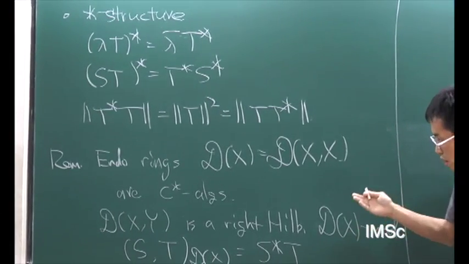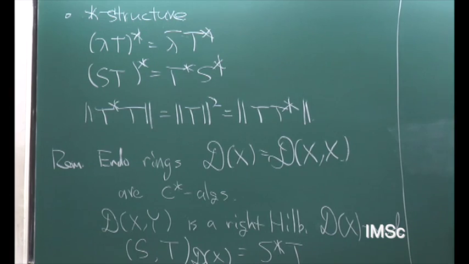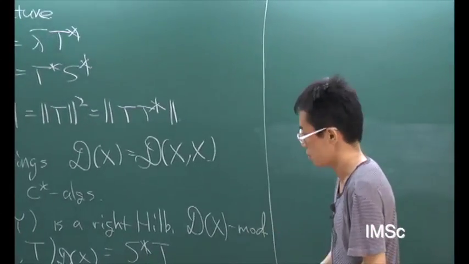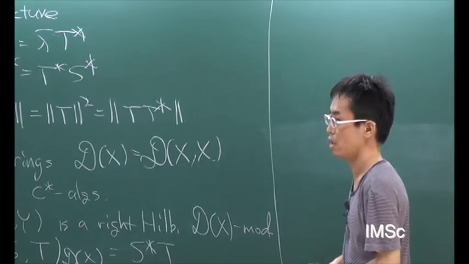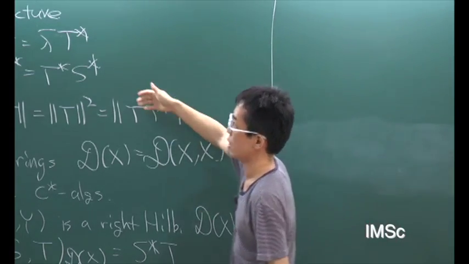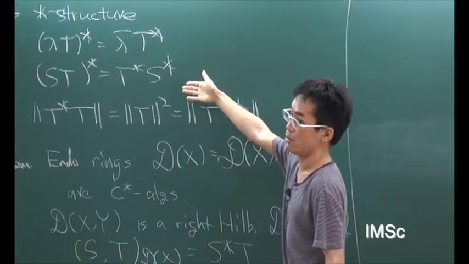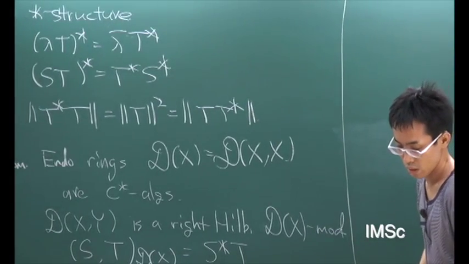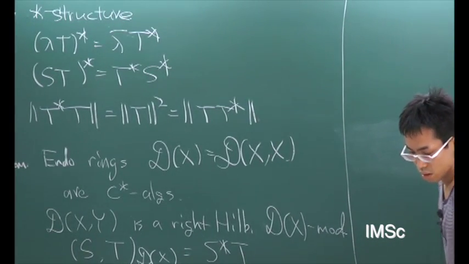So that's the really general thing. For example, the category of Hilbert spaces or bimodule categories of subfactors satisfy these conditions, because basically they are already realized by Hilbert spaces. So you can just take the usual star operation of the operators, and of course they satisfy this C-star condition.